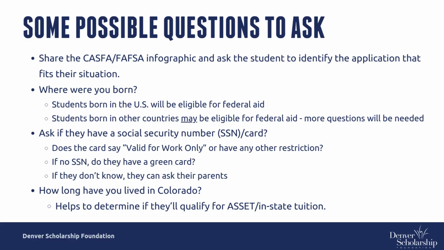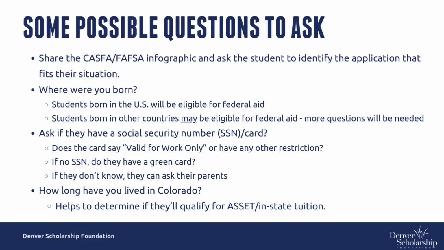If they're not sure based on looking over those lists, and they may not be because it's pretty technical, complex immigration status language, then some questions to explore are, where were you born? Students who were born in the US will be eligible for federal aid. Students who were born in other countries may be eligible for federal aid, so you'll have to ask some additional questions to figure that out.